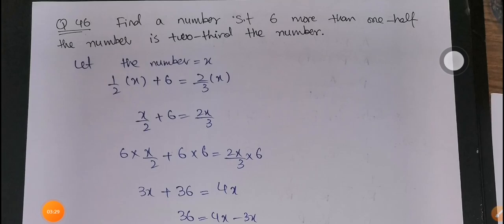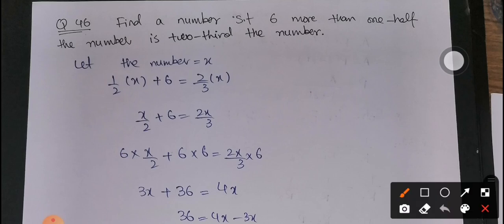Here we have question number 46 from the exercise. Find a number such that 6 more than 1/2 the number is 2/3 the number. Find a number means this must be replaced by the variable. So let the number be x such that, it means we are given the condition now. 6 more than 1/2 the number. 1/2 the number means 1 by 2 into x.